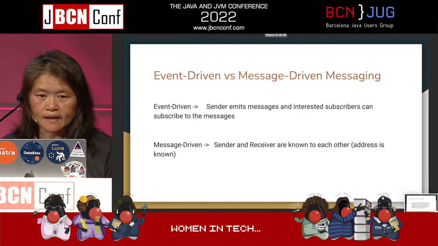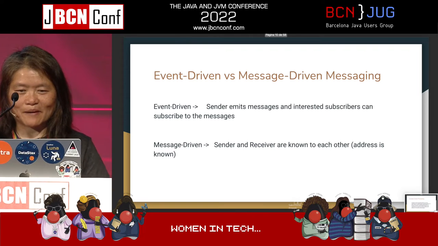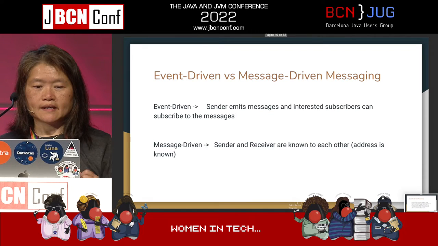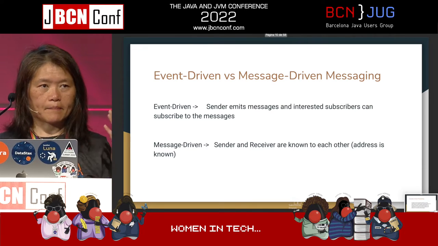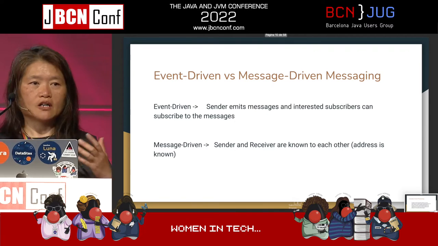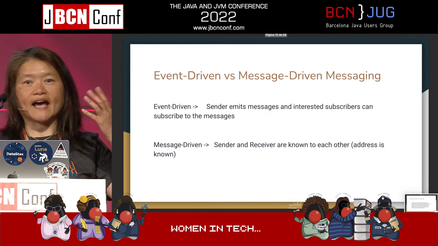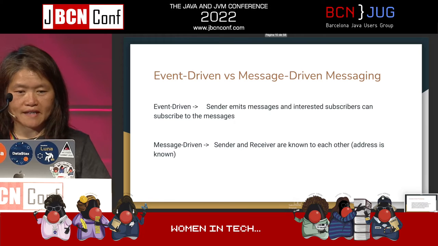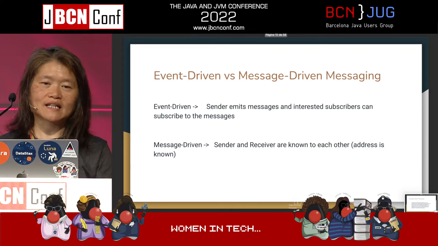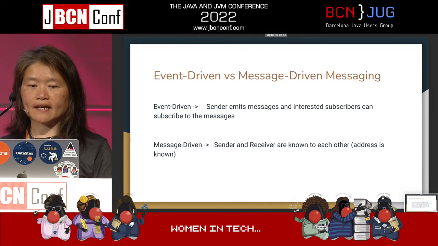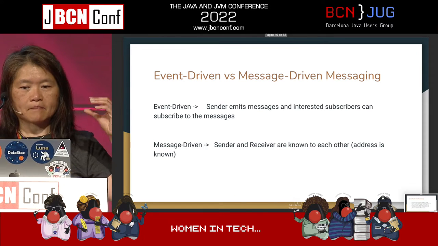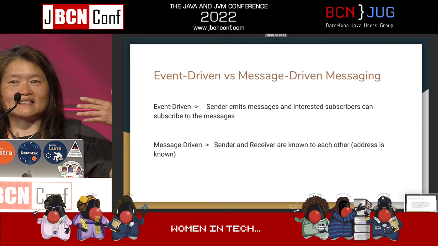So now I'll get into the next thing, which is the messaging part. Messaging is always about a sender and a receiver. Then there's event-driven. Event-driven is about the sender emitting messages, and the sender doesn't really care who is getting the messages. You don't care about the address of whoever is going to receive it. So in a pub-sub type of scenario, you publish the messages, and then there's a subscriber. If they're interested, they can subscribe to the messages to get them. So that's more like one-to-many messaging, and that is labeled as event-driven.